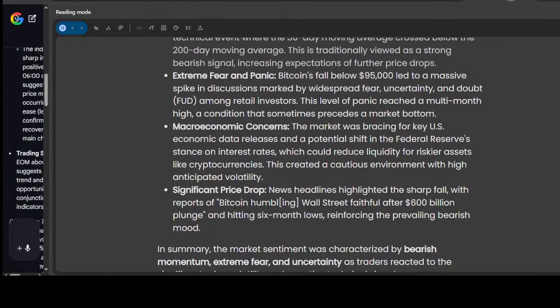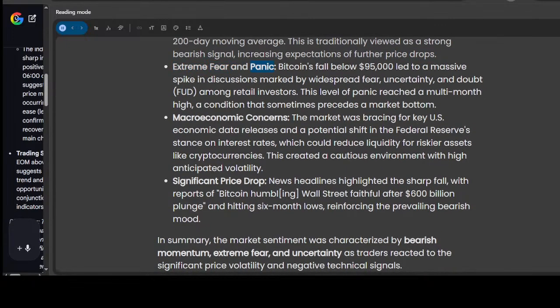Extreme fear and panic. The next thing you have to do is put something inline to explain what type of data or format or type of extensions you are putting here. Bitcoin's fall below $95,000 led to a massive spike in discussions marked by widespread fear, uncertainty, and doubt among retail investors. This level of panic reached a multi-month high, a condition that sometimes precedes a market bottom.